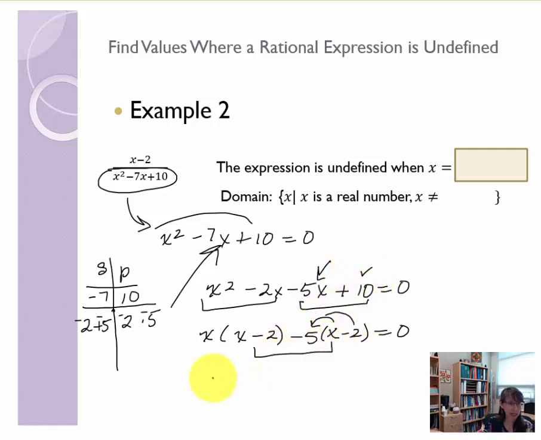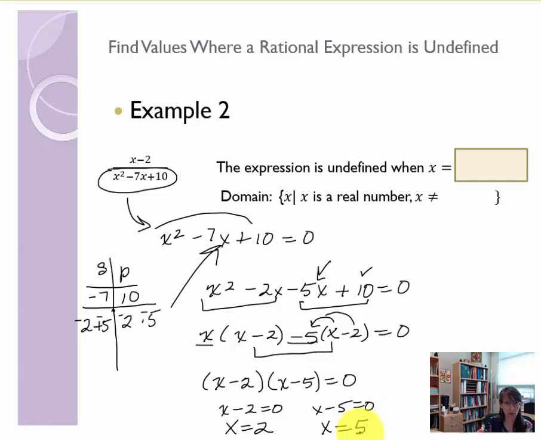To factor our greatest common factor out, we have quantity of x minus 2. The other factor is x minus 5. Set each factor equal to 0, and then solve each of these linear equations. So when I add 2, I'll get x equals 2. When I add 5 on this equation, I'll get x equals 5. What we just found are the restrictions on our denominator. So the expression is undefined when x equals 2 or 5.